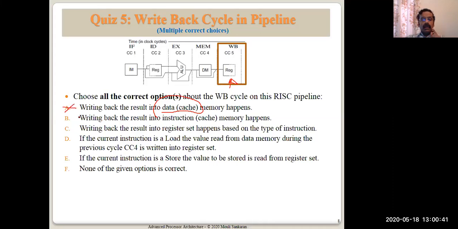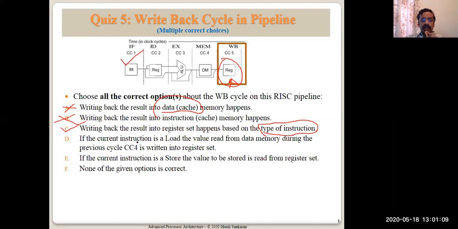Okay. Writing back the result into instruction memory. Instruction memory is accessed only here, nowhere else. Please remember, during this cycle, instruction memory is not accessed. So it is not happening here. Now writing back the result into register set happens based on the type of instruction. That is very important. If it is an add or something, then it happens, and register set access is happening during this cycle. So this is the right answer.